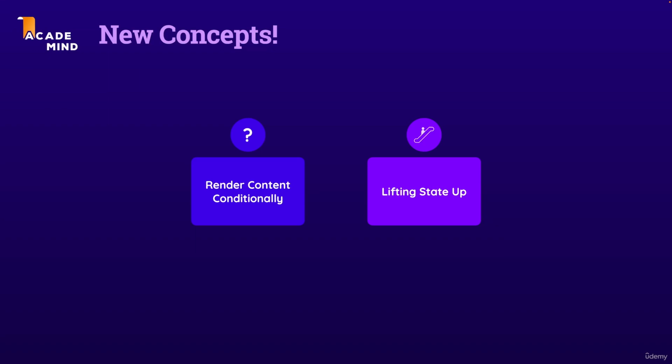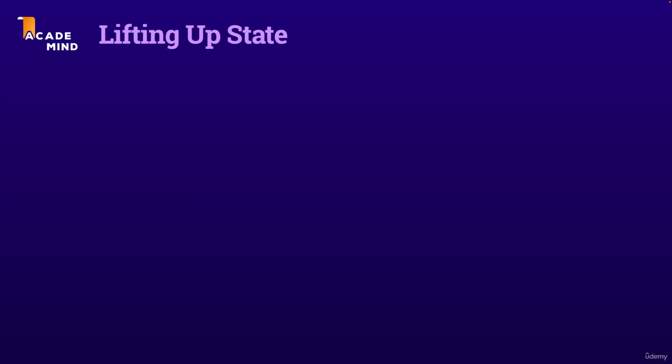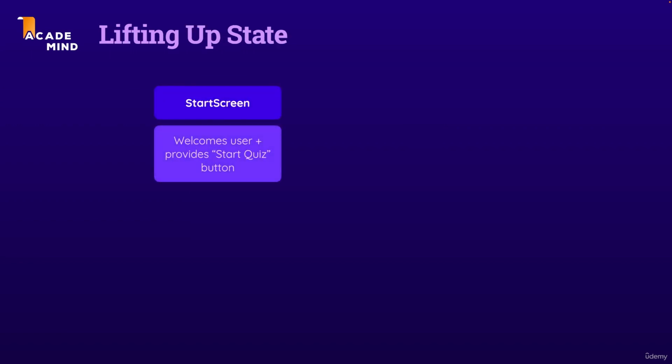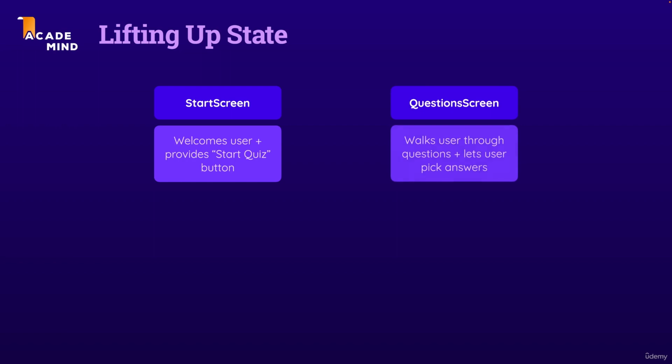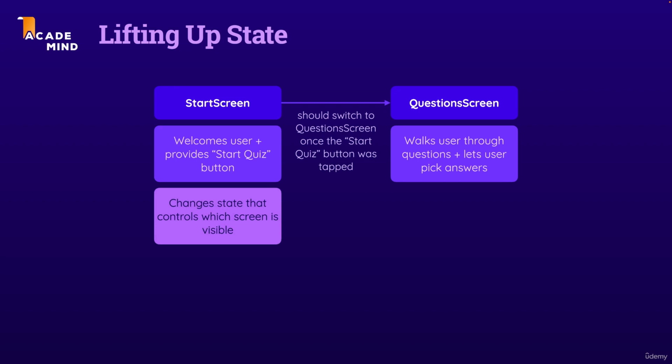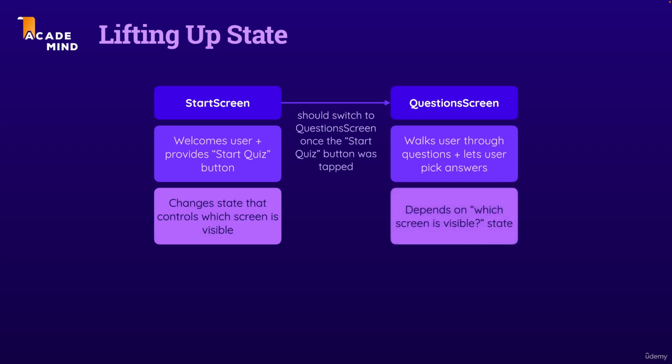So what's this lifting state up concept all about? Well, at the moment, in our application, we have the problem that we have the start screen, which welcomes the user and provides this start quiz button. But we then also have the questions screen to which we want to navigate when that button is pressed. So the problem here is that the button that should trigger the state change is in one widget, and the widget that should be affected by the state change is another widget.